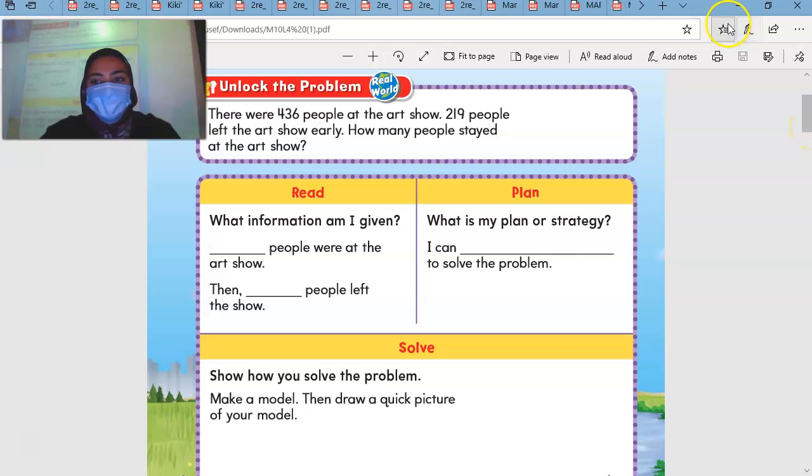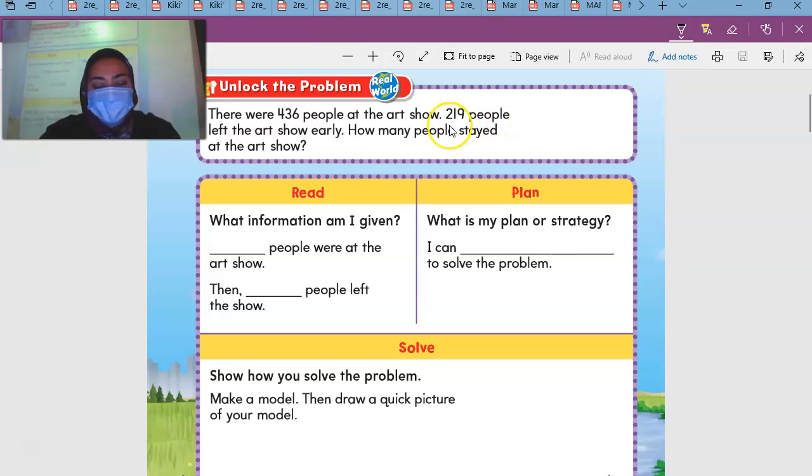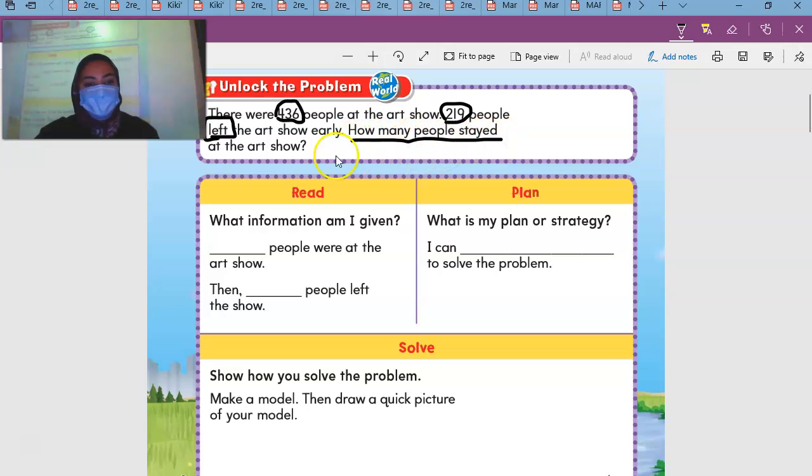It says there are 436 people at the art show. 219 people left the art show early. How many people stayed at the art show? So let's circle the number 436 and 219 people left. So if you're leaving, are you taking away or adding? Taking away. The question is, how many people stayed at the art show?